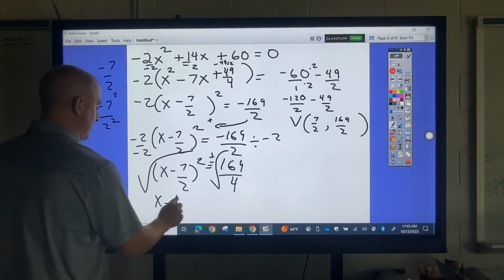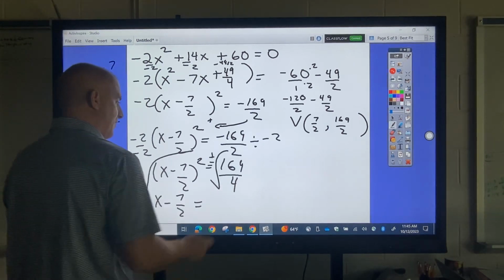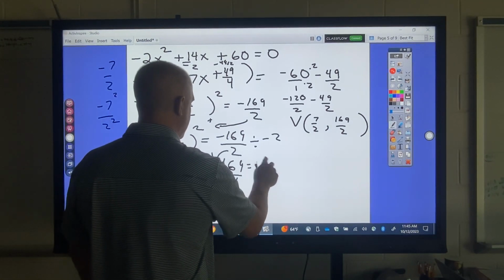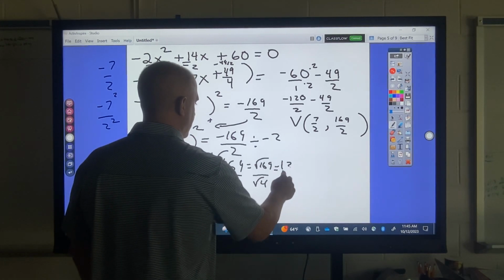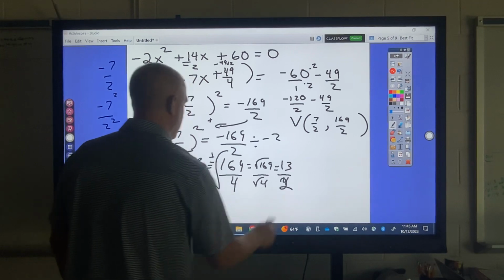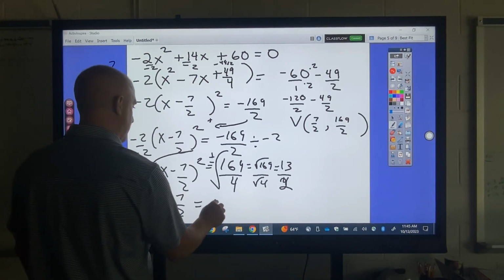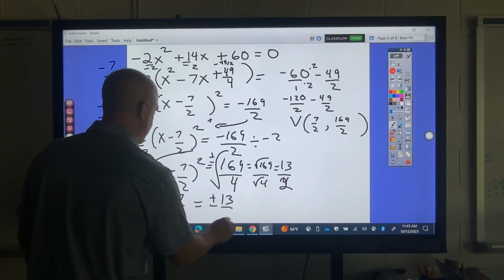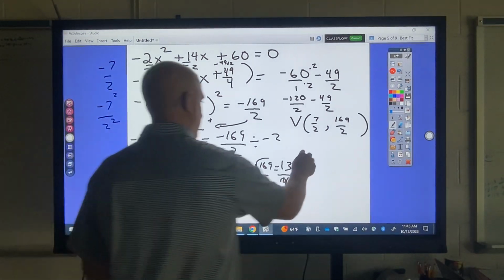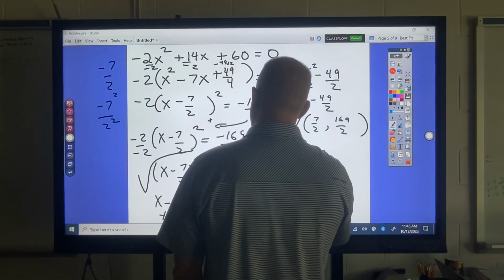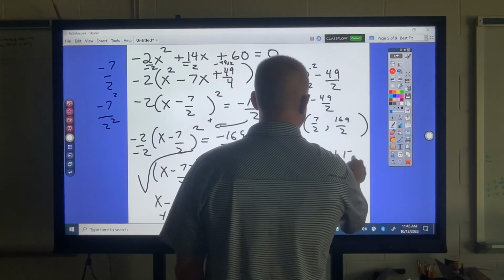x minus 7 halves. You have to be careful here. If you split that, watch what happens. Square root of 169 is 13. Square root of 4 is 2. So I got plus or minus 13 halves. I would add 7 halves over to the other side. So I got x equals 7 halves plus or minus 13 over 2.